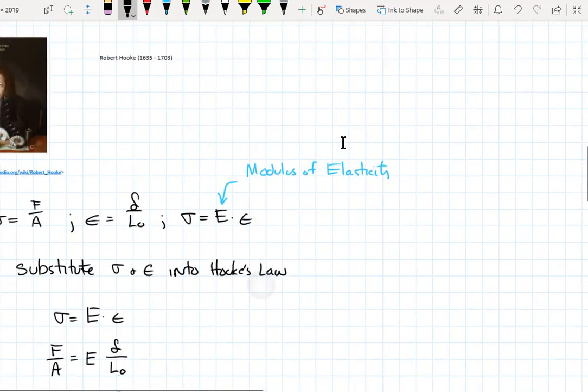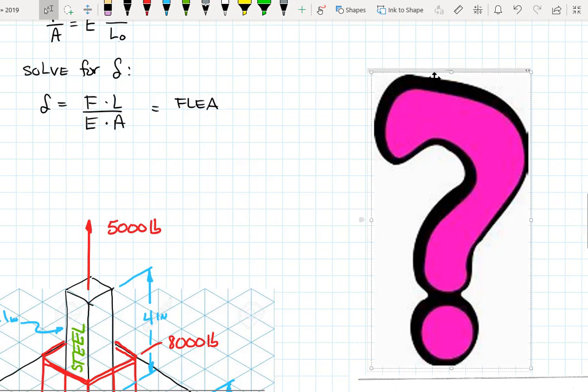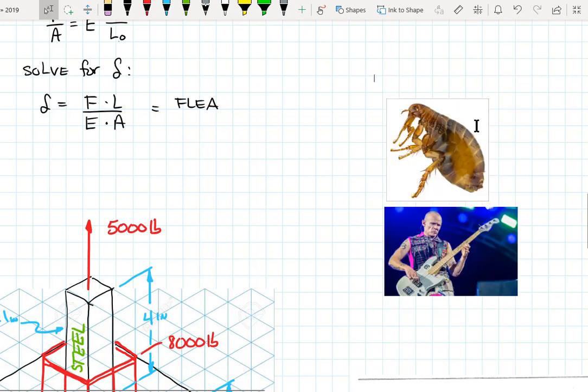Easy way to remember this thing is F-L-E-A, so it's like a flea. It doesn't work so well when I write the F as a P, because sometimes you use your axial forces labeled as P, then it's some kind of thing that looks like plea. So it doesn't always work that way. So maybe a flea or plea, whichever you like.